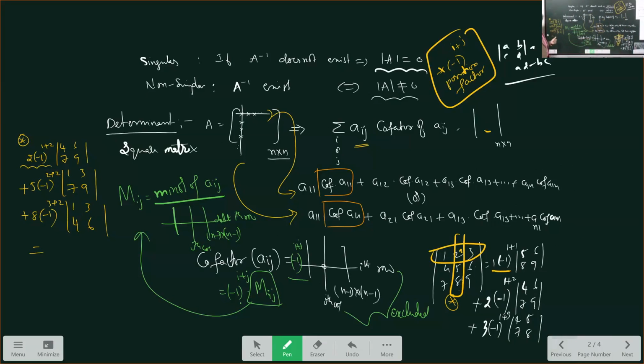This is clear. So irrespective of the column or row you select to expand the minors, the determinant value will be the same. That is why the positional factor is taken care of. It is not that all the time you start with the plus sign. That depends upon the position, the row or the column. That's clear?